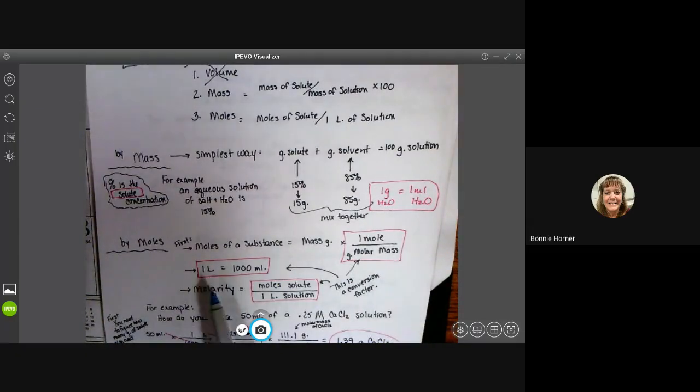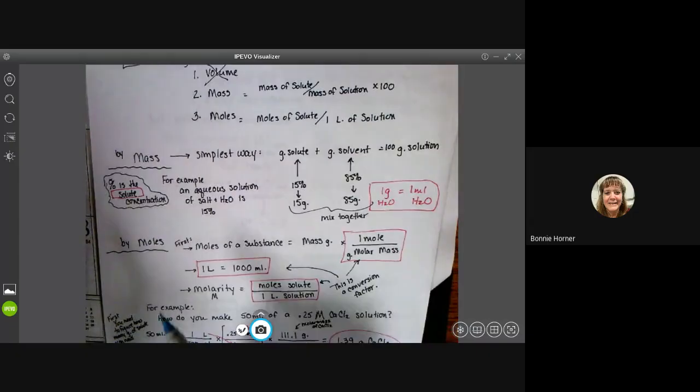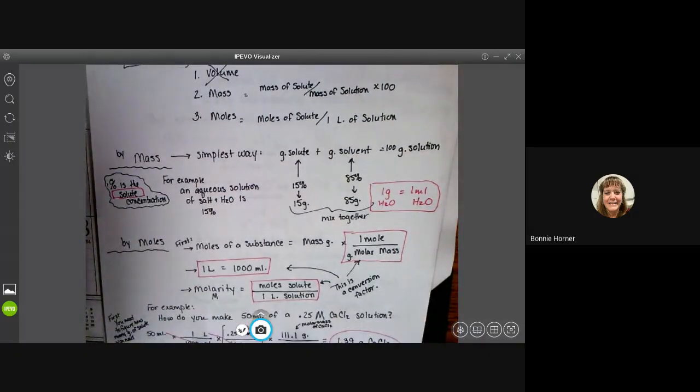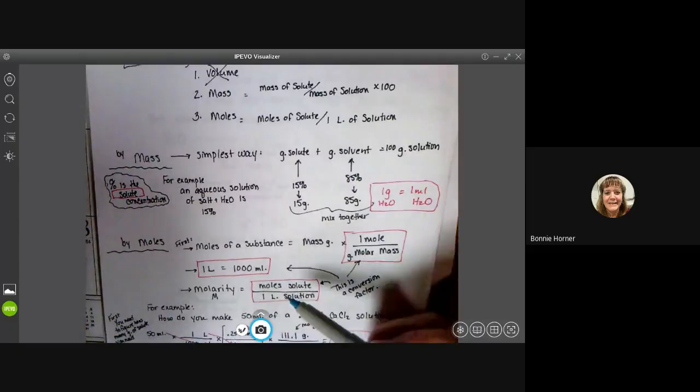Another conversion factor that we're going to need when figuring out molar solutions is 1 liter equals 1,000 milliliters. Easy so far, okay? But then we get to this value here, molarity, which is represented with a capital M. Molarity equals moles of the solute.